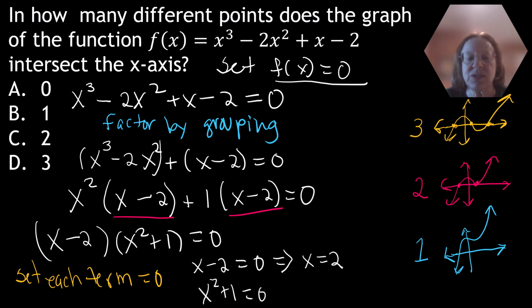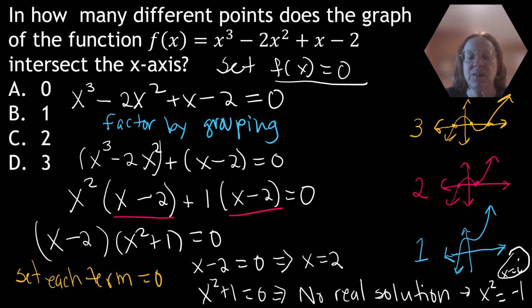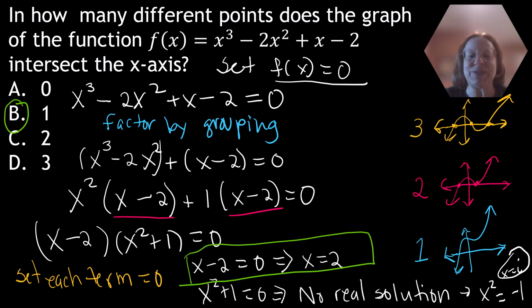And then we set x squared plus 1 equal to 0. And if you subtract 1 from both sides, you don't get a real solution. You get x squared equal to negative 1. And the only solution is i, which is an imaginary number, so it's not a real solution. So the answer is B.